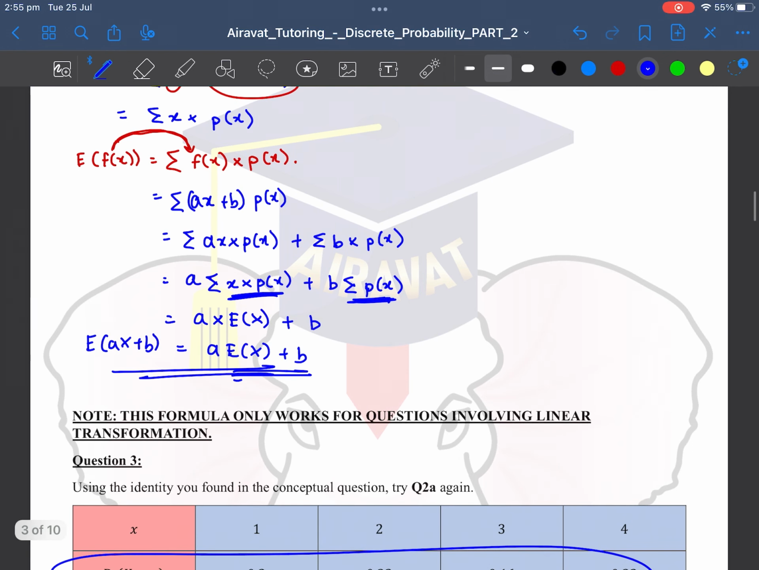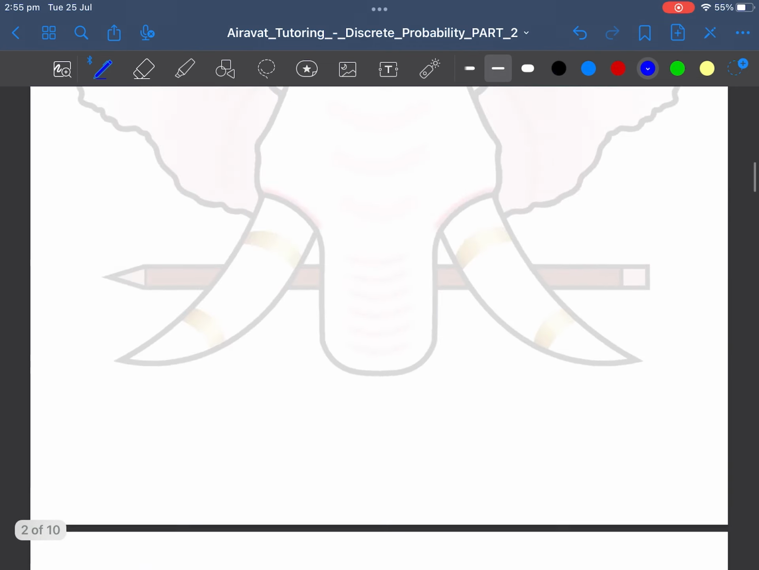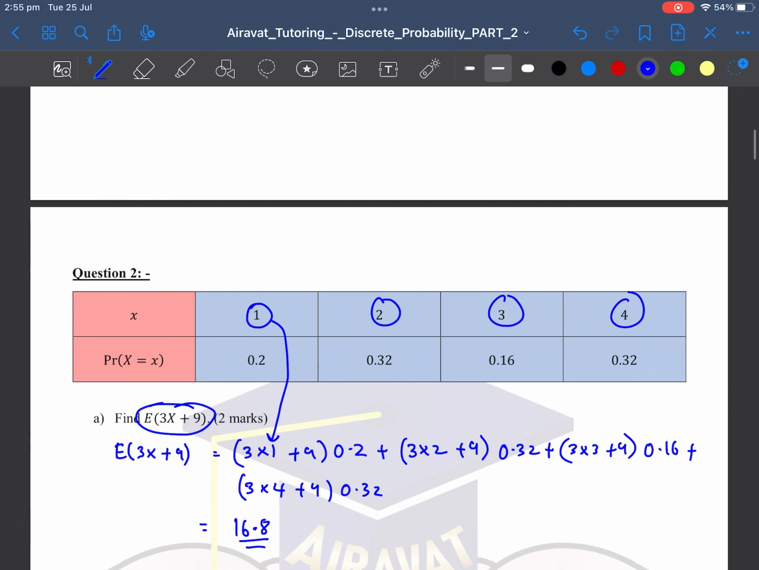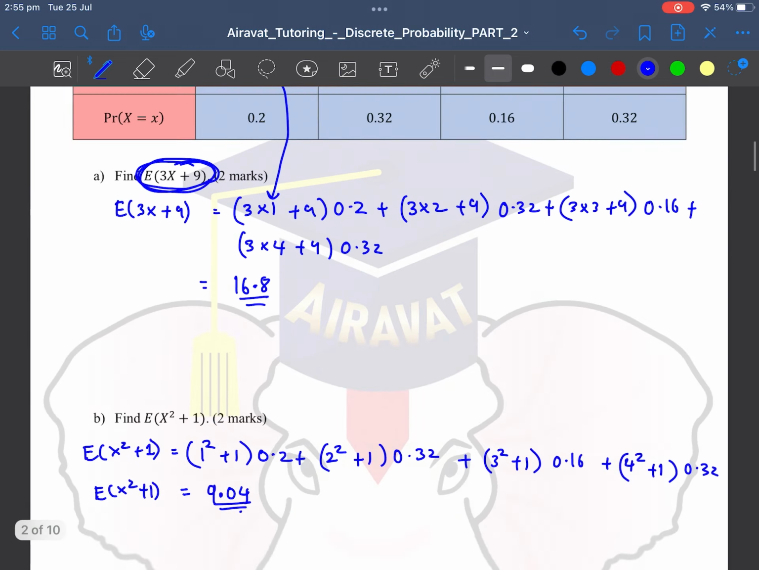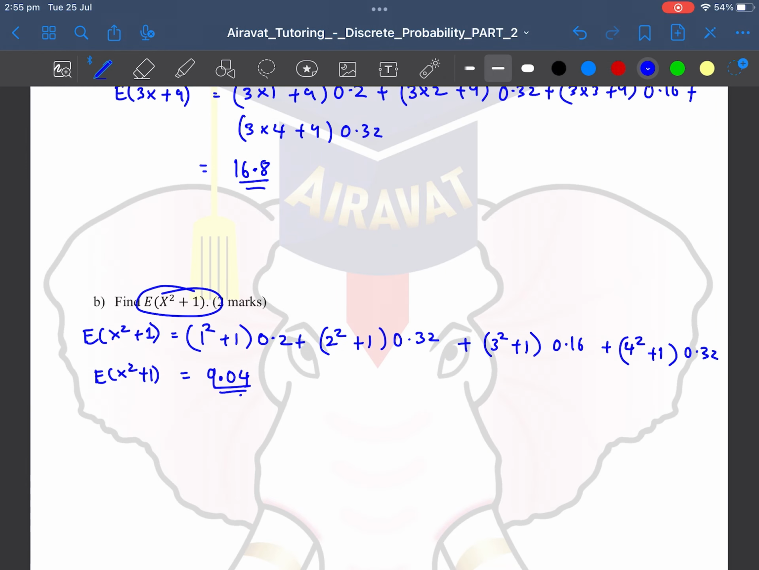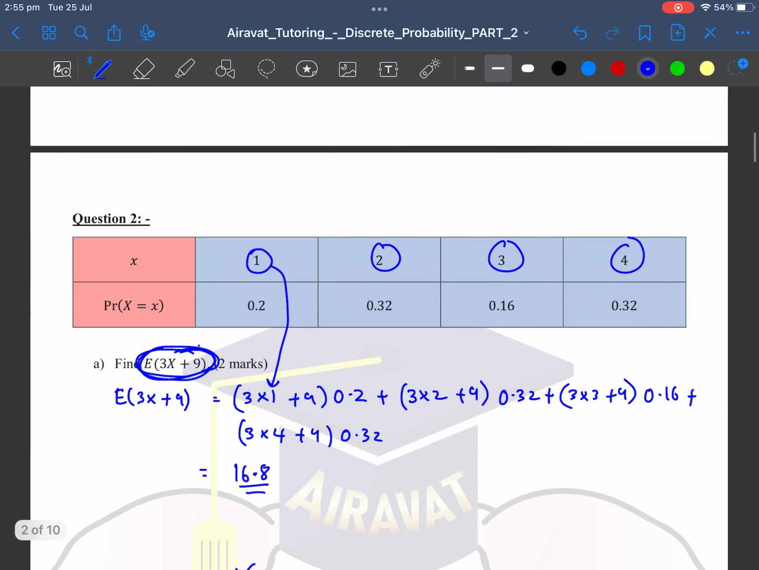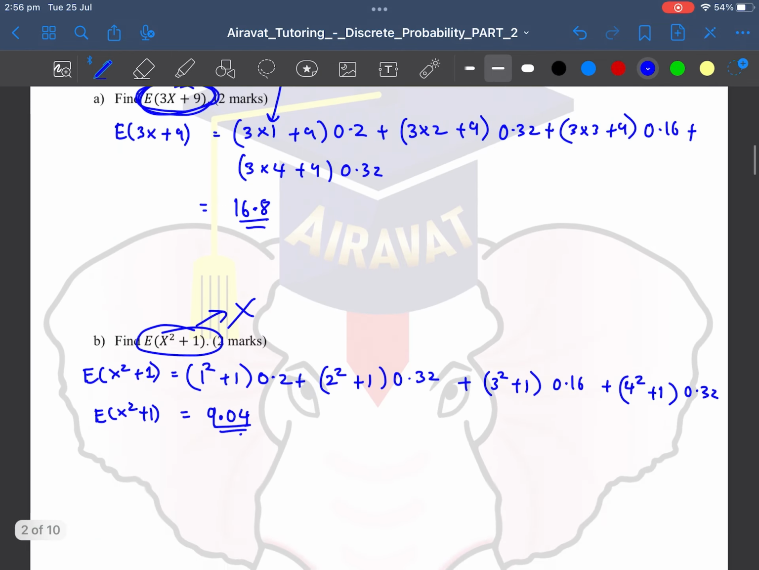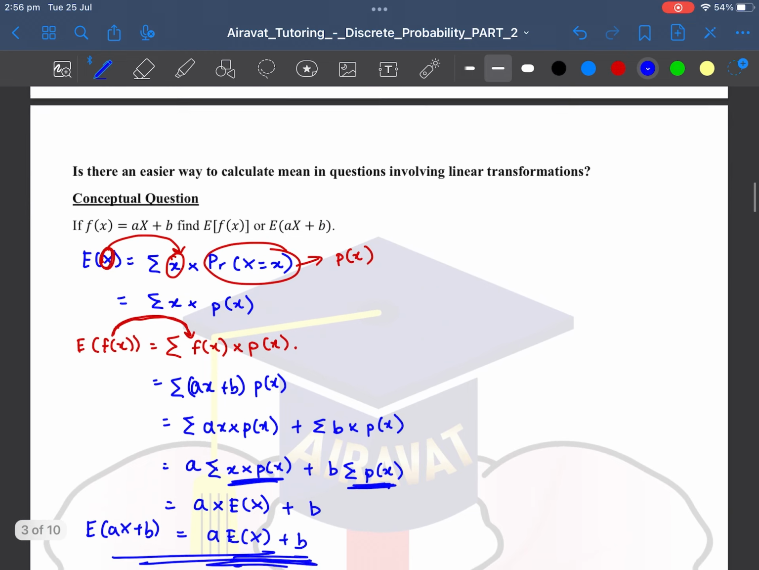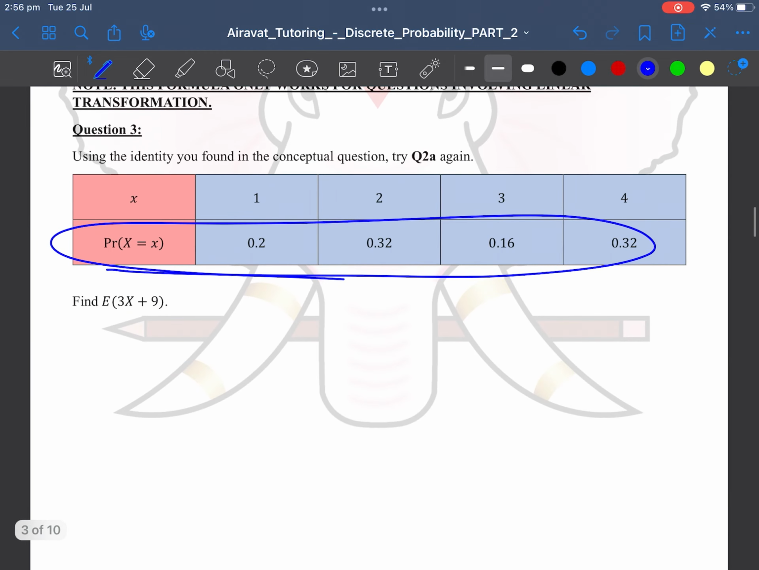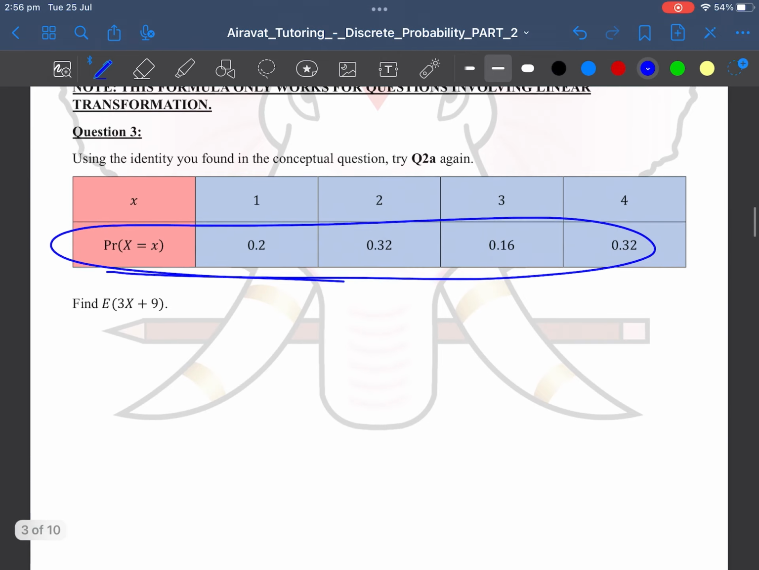Now, this identity only works for questions involving linear transformation. So it only works for questions involving this and not anything other than linear. So this won't work for x squared. It will work for this one, but it won't work for x squared plus 1 because that's not linear, obviously. Now, next question. Use the identity you found in the conceptual question and then try question 2a again.